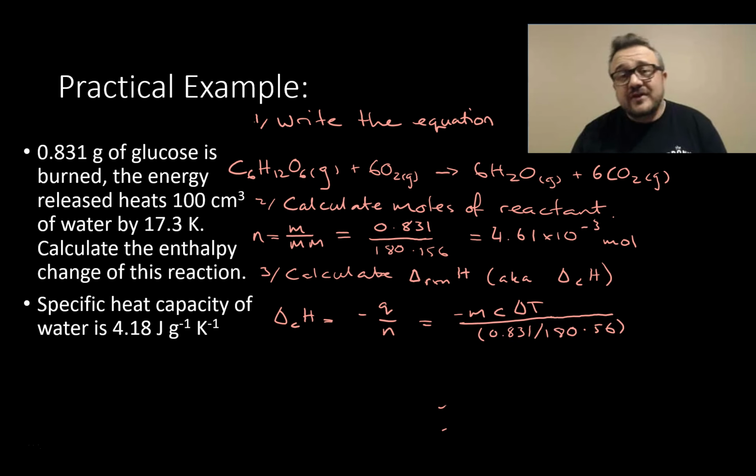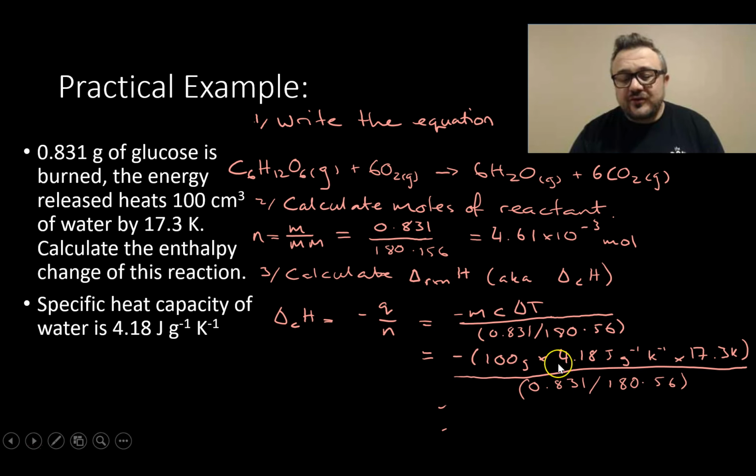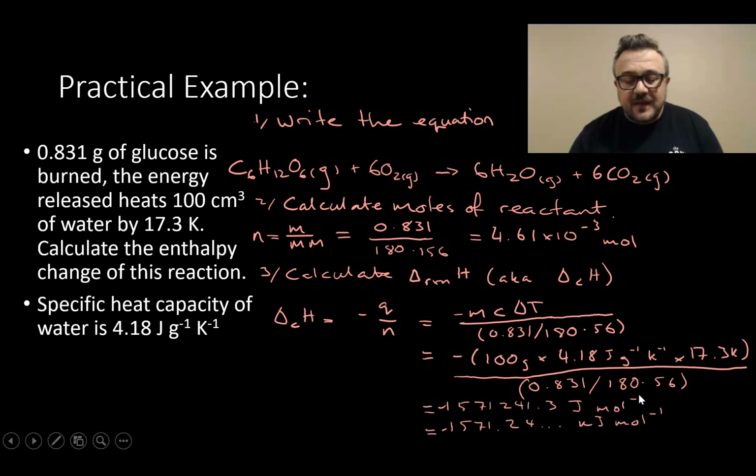You can store it in your calculator, but this is a better way to do it. So what this becomes is negative, because of the negative there, 100 times 4.18 times 17.3, okay, divided by 0.831 divided by, so in brackets or parentheses, 180.56. And that gives us this number here, minus 1,571,241.3 joules per mole. And now you see why we tend to run in kilojoules. So that's negative, so our enthalpy of combustion is negative 1,571.24 kilojoules per mole.